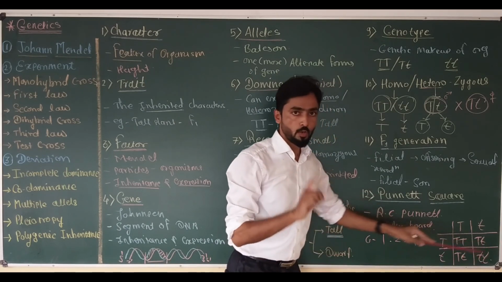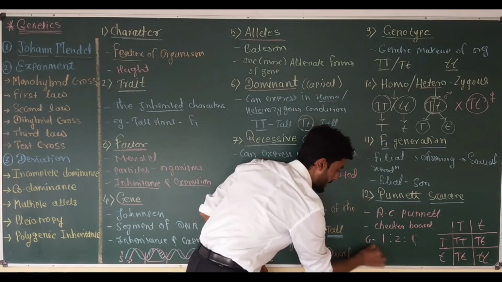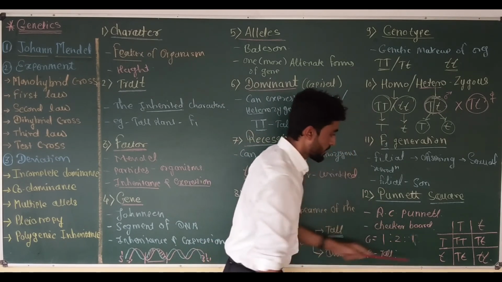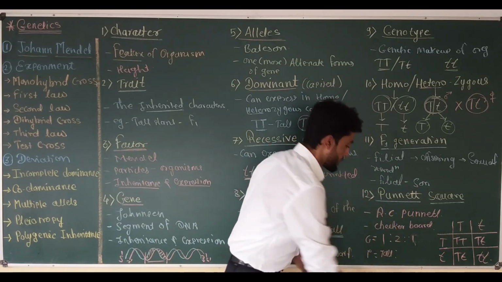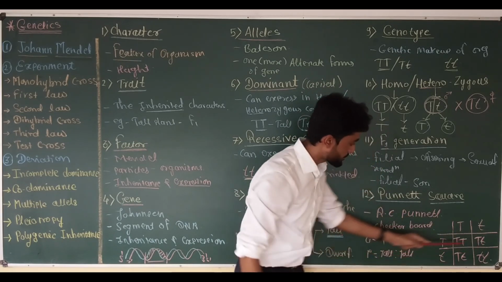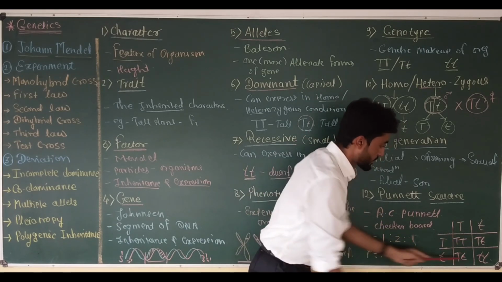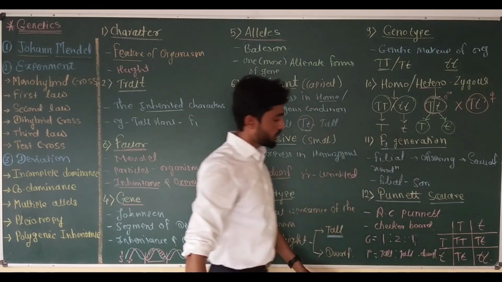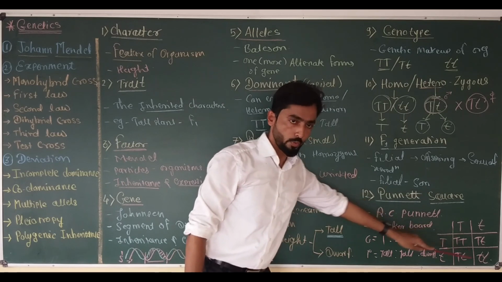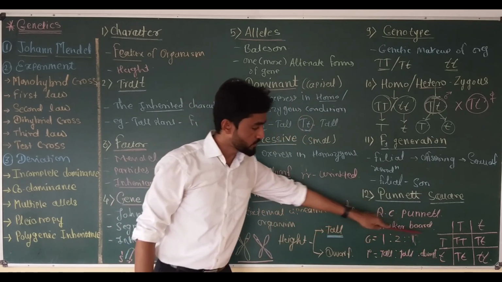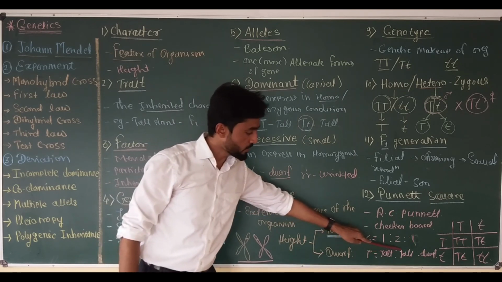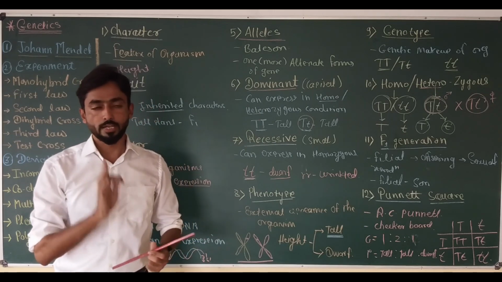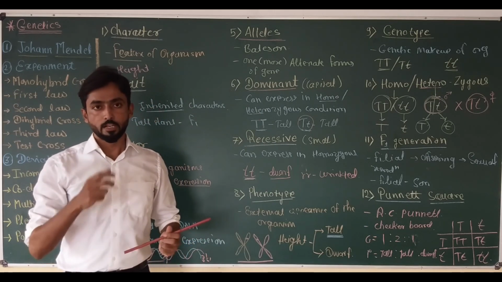And from this genotype we can identify the phenotype of the organism, as this capital T capital T will be tall, then these 2 capital T small t will be tall because of the dominant allele, and the last small t small t will be dwarf. So with the help of the Punnett square we can easily determine genotype 1:2:1 and phenotype tall and dwarf. Punnett square is used by breeders to identify all the possible genotypes and phenotypes during crosses.